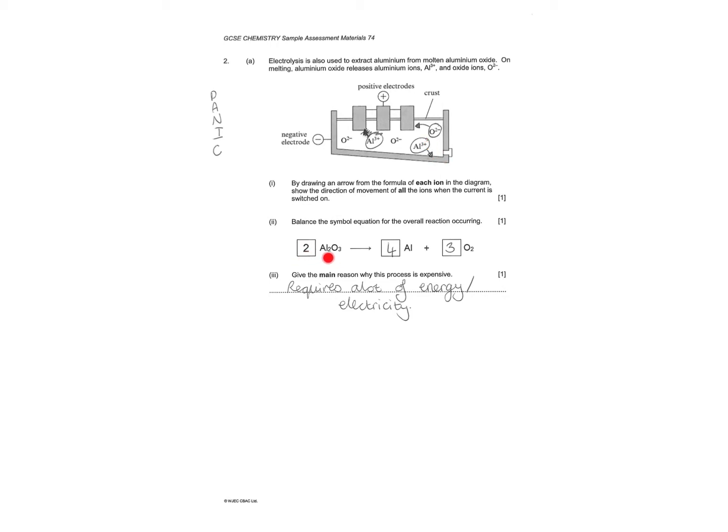Balance it out. You've got 2 times 2 will give you 4, so that means you need 4 aluminiums, okay? 2 times 3 will give you 6. What times by 2 will give you 6 is 3. Main reason this process is expensive: it requires loads of electricity.